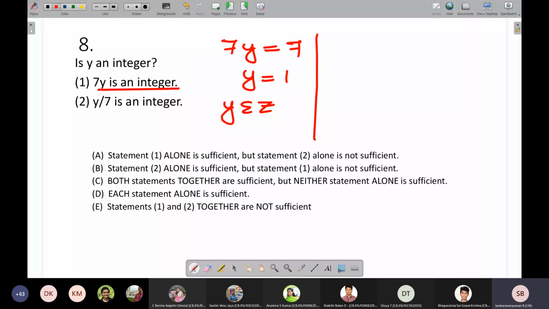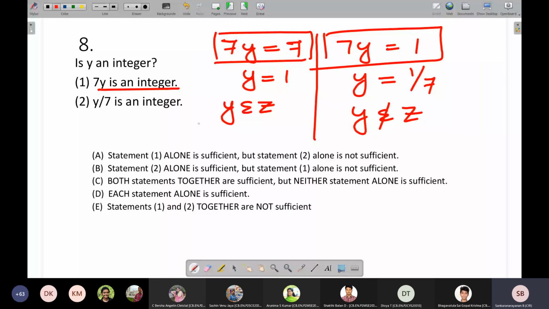Look at this. I say 7y is equal to 1. Yes, I can see that this 7y is an integer. And this gives me y is equal to how much? Can you tell me? 1 by 7. I can conclude that this y is not an integer. Did you get my point? So, satisfying the condition 7y is an integer, I can see in one case y is an integer, in another case y is not an integer.